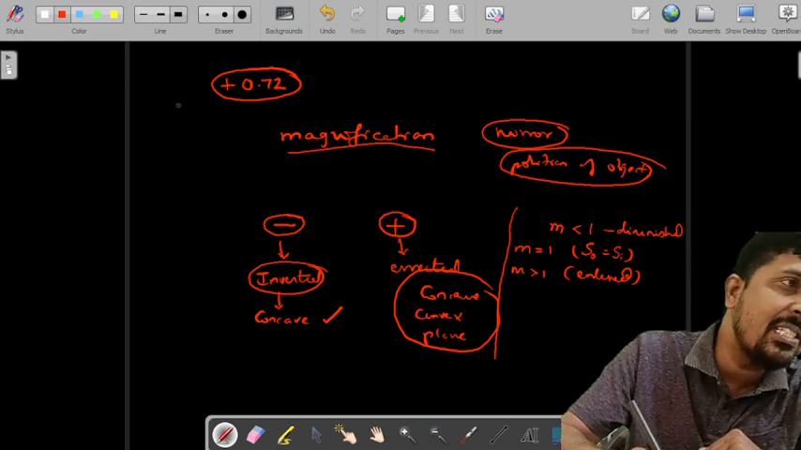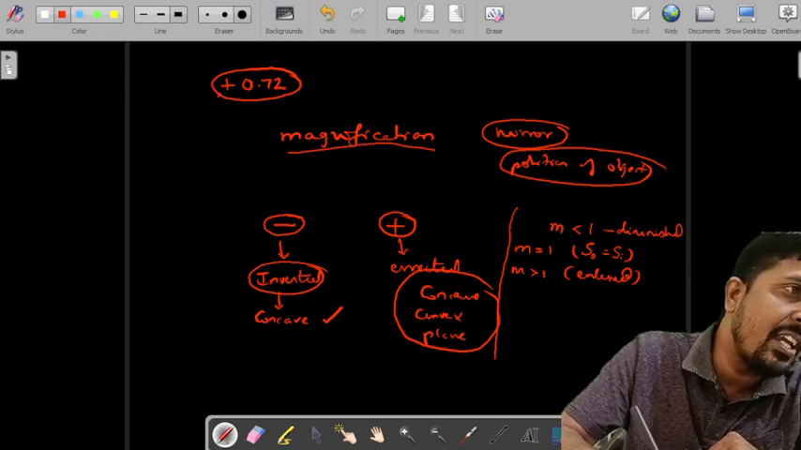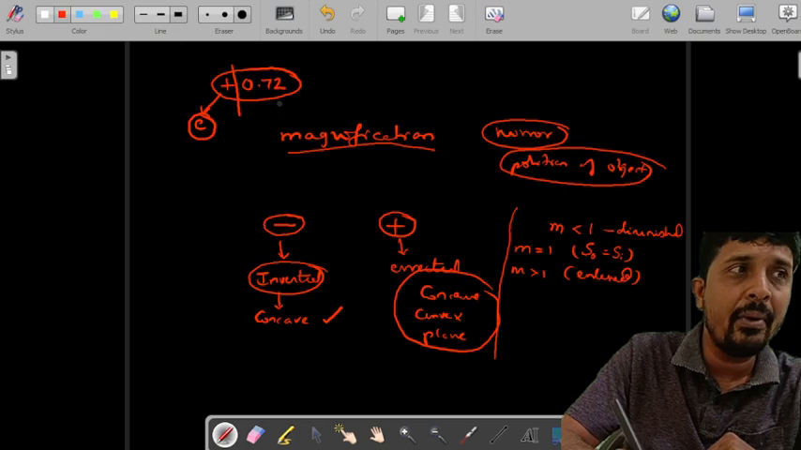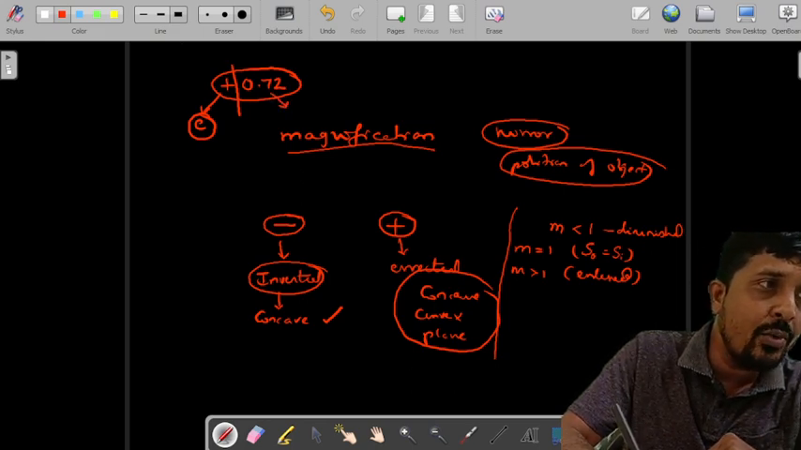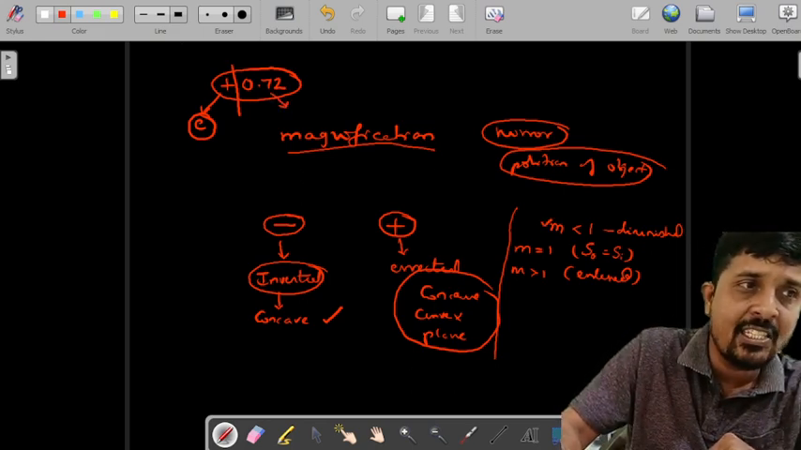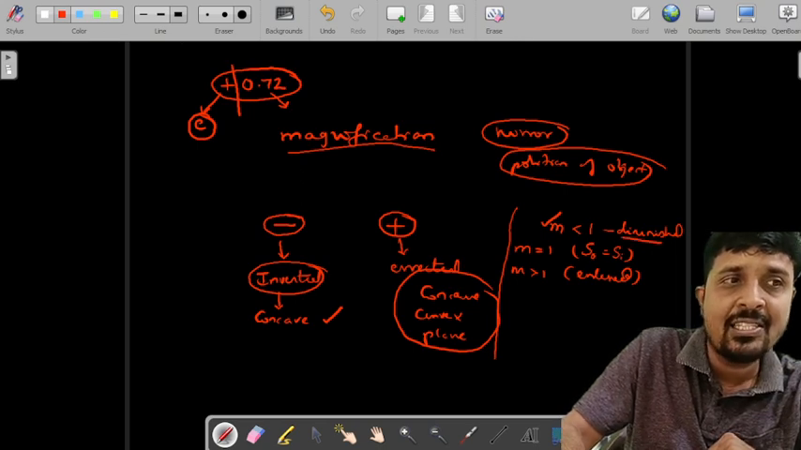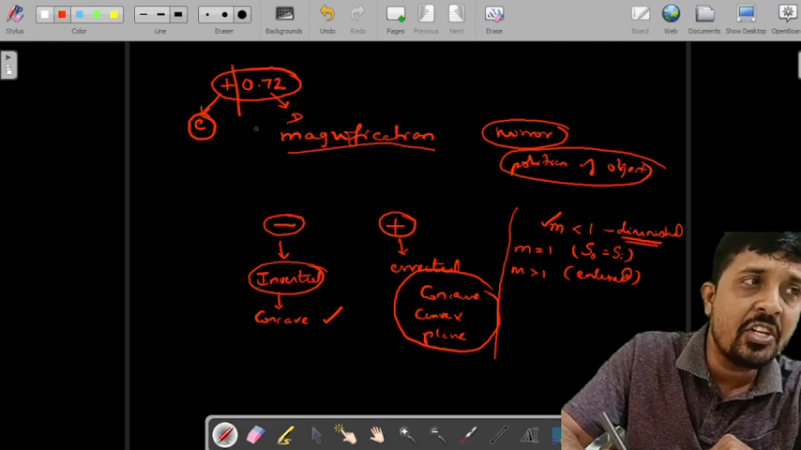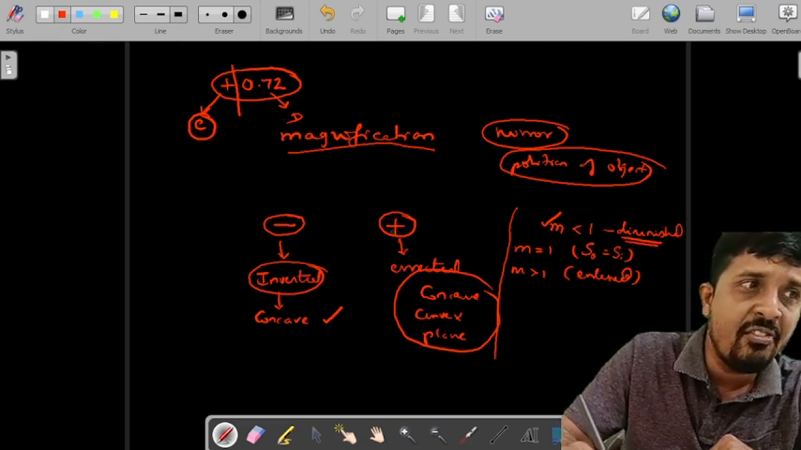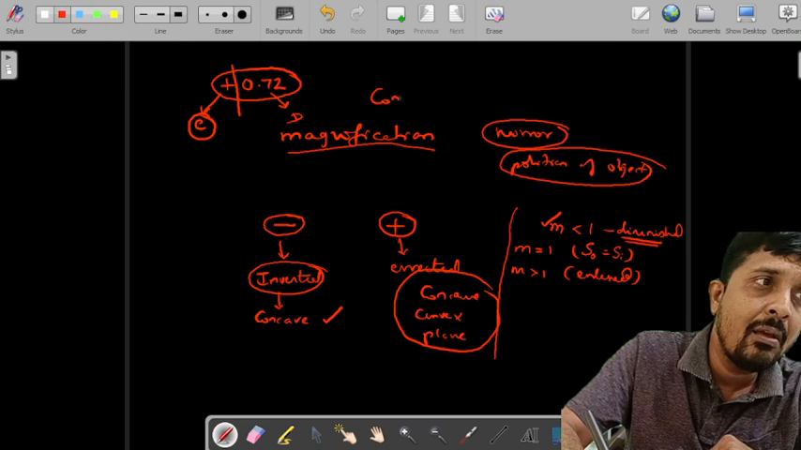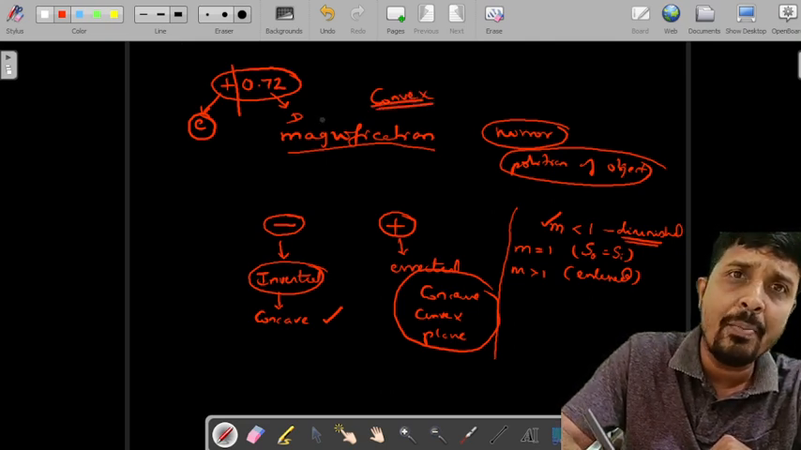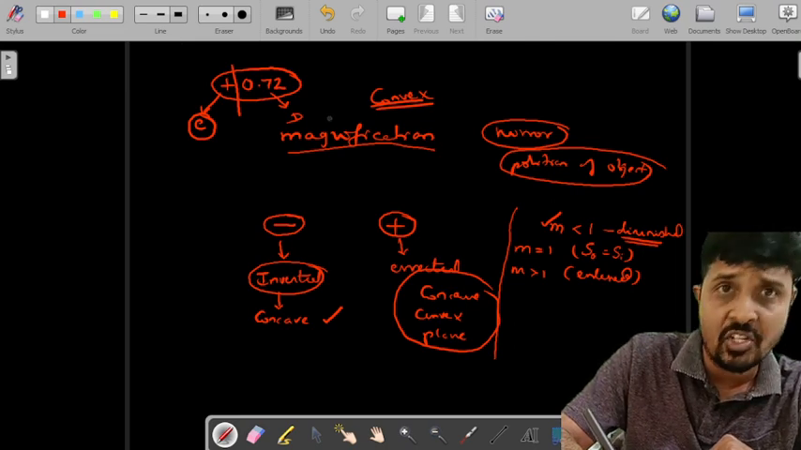One thing is clear. By looking at this plus, we can say it is erect. Divide it like this, into two parts: symbol and number. The 0.72 value falls under the category of less than 1. Less than 1 means diminished. Erect and diminished will be formed only by a convex mirror, because erect can be formed by concave also, but that erect image is enlarged, not diminished.